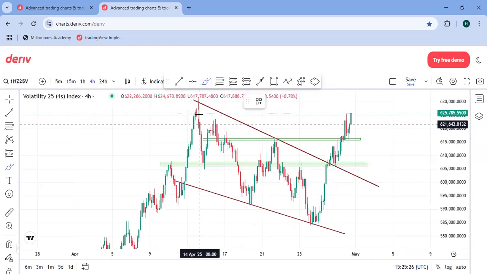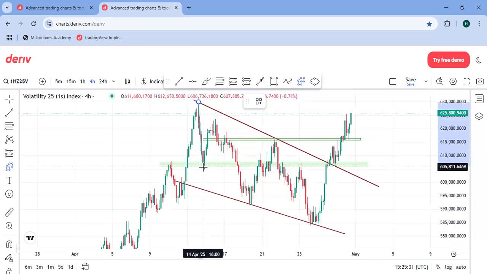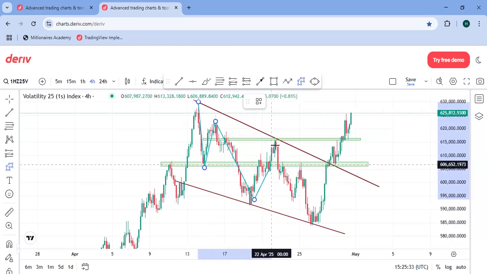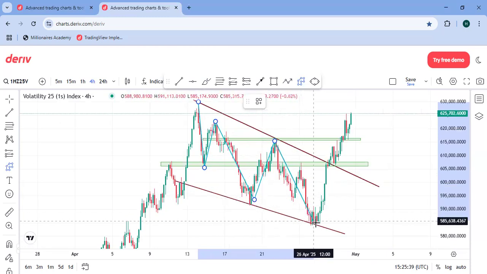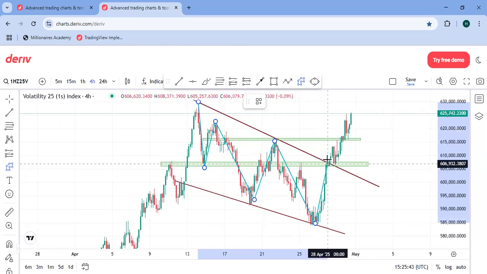This is a high, a low, a lower high, a lower low, a lower high. This is not a lower low because it did not go below this low. So this is a lower low here at this point. Now it broke out of this trend line.